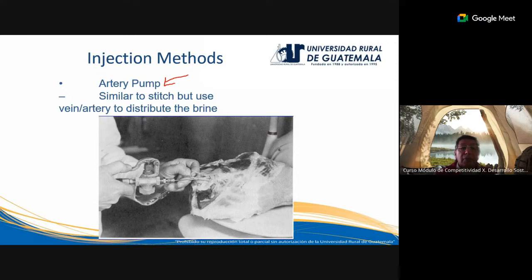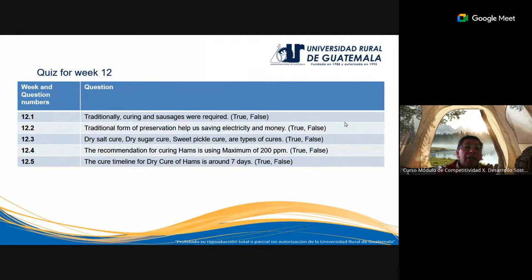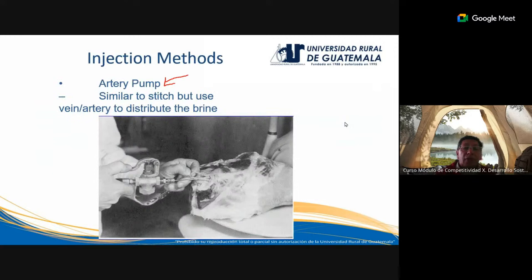Okay, we were talking about the injection methods, and we spoke about the stitch pump. Now we are talking about the artery pump, and let's check the next slide. And the next slide is the quiz for week 12. So if you have some questions, please write them on YouTube, and I'll be able to answer your questions. We still have some minutes here.